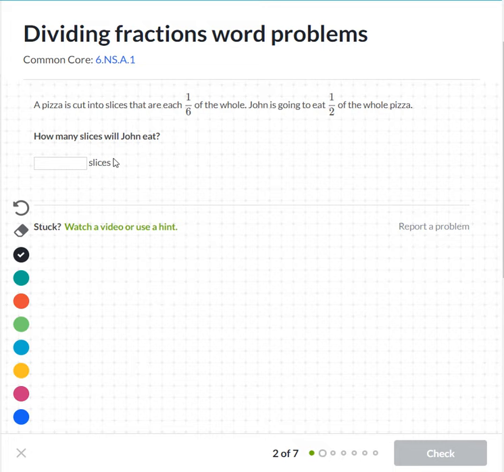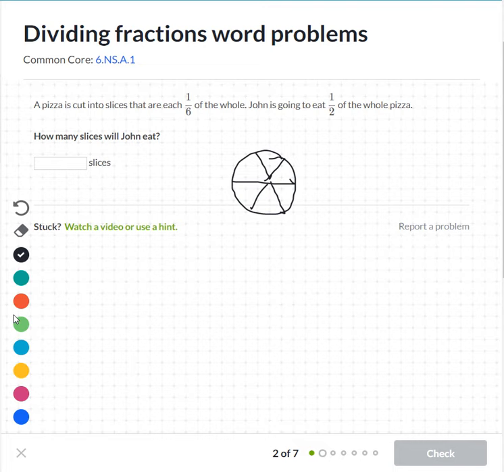So here's an example. A pizza is cut into slices that are each 1/6 of the whole. John is going to eat half of the whole pizza. How many slices will John eat? So if you think about this quickly, you have your whole pizza, and it says that it's cut into slices that are 1/6 of the whole. So that's going to be essentially 3 here and 3 here. So 1, 2, 3, 4, 5, 6 pieces.